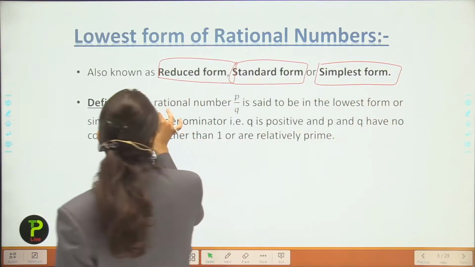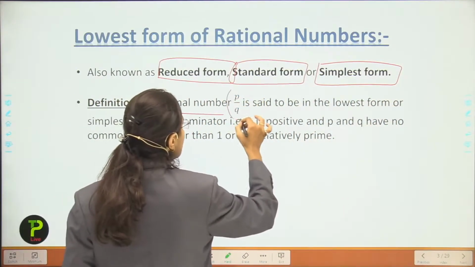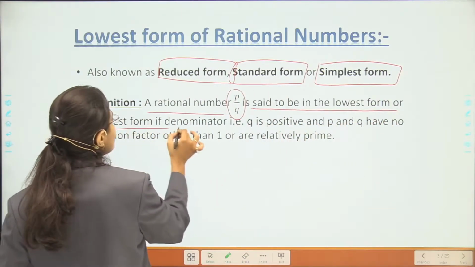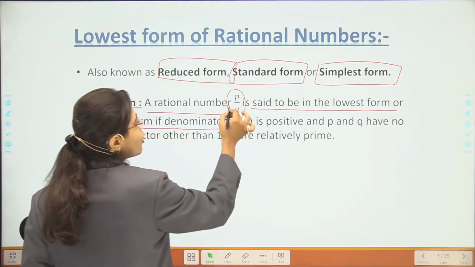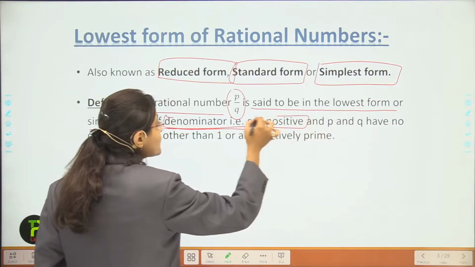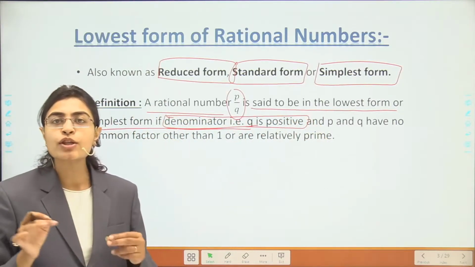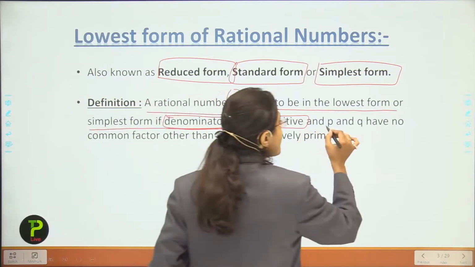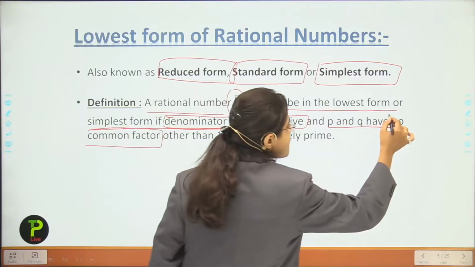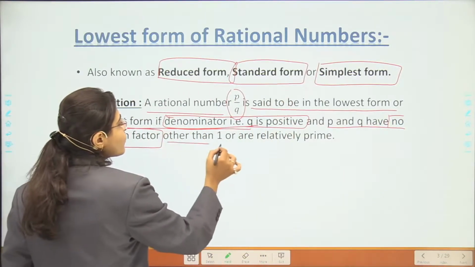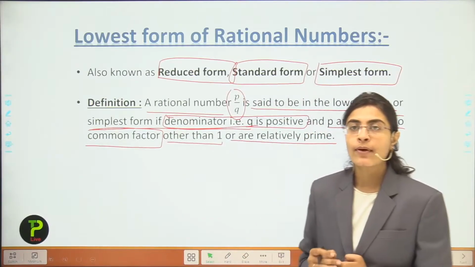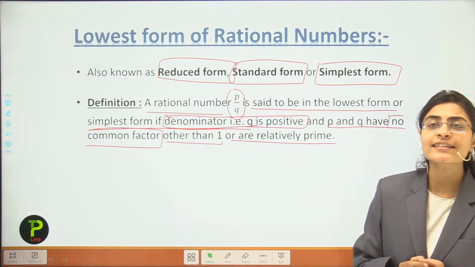A rational number p by q is said to be in lowest form or simplest form if the denominator, that is q, is positive, and p and q have no common factor other than 1, that is, they are relatively prime. Let us understand this definition.